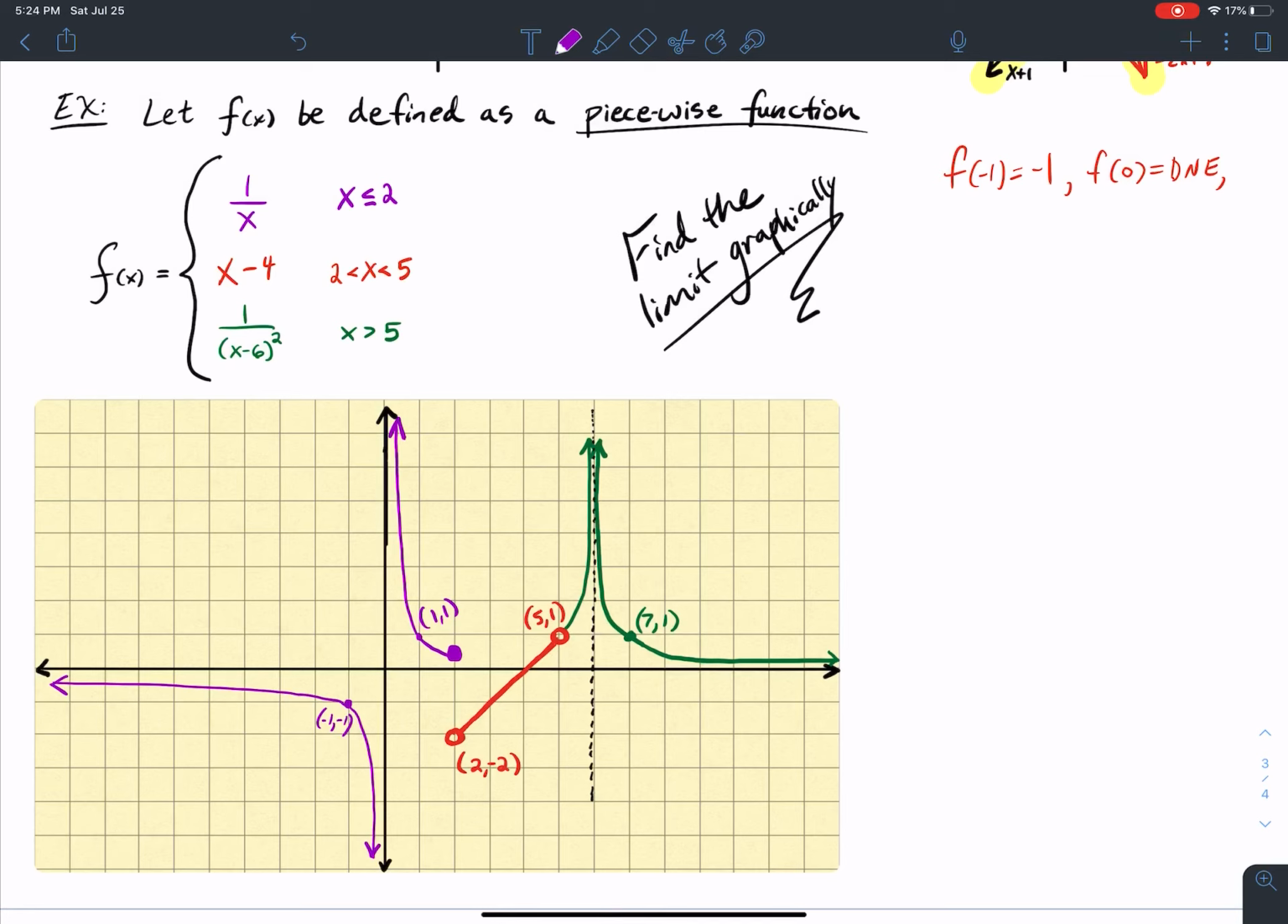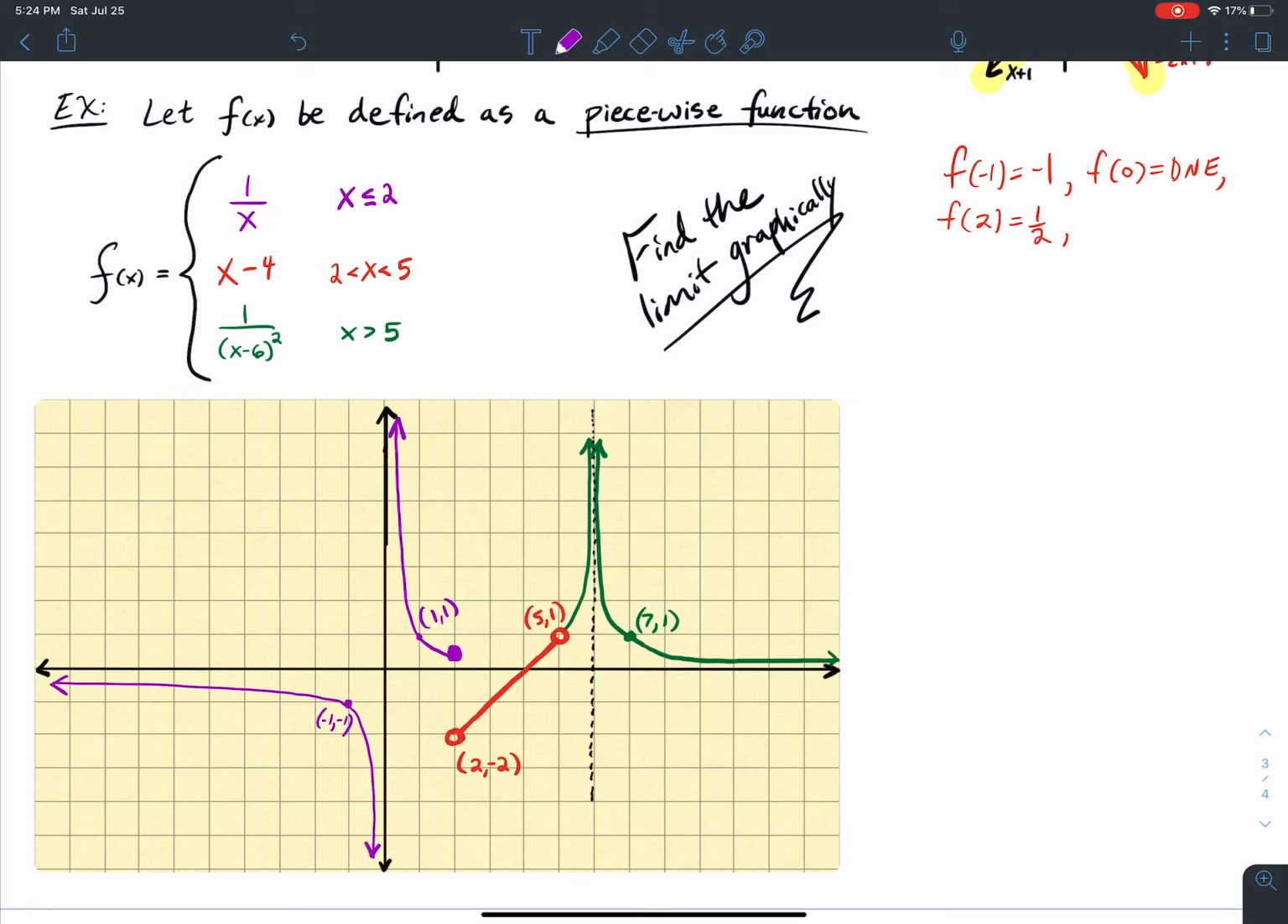The next one is 0. Okay? Which one is 0? Well, 0 is less than 2, so that's still in that first one. If I plug in a 0 here, though, I have 1 divided by 0, which does not exist, so that's why I have does not exist there.